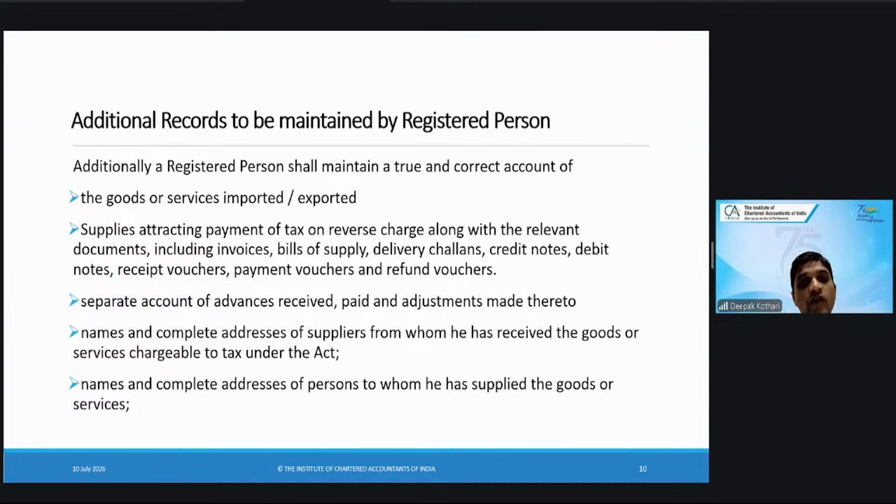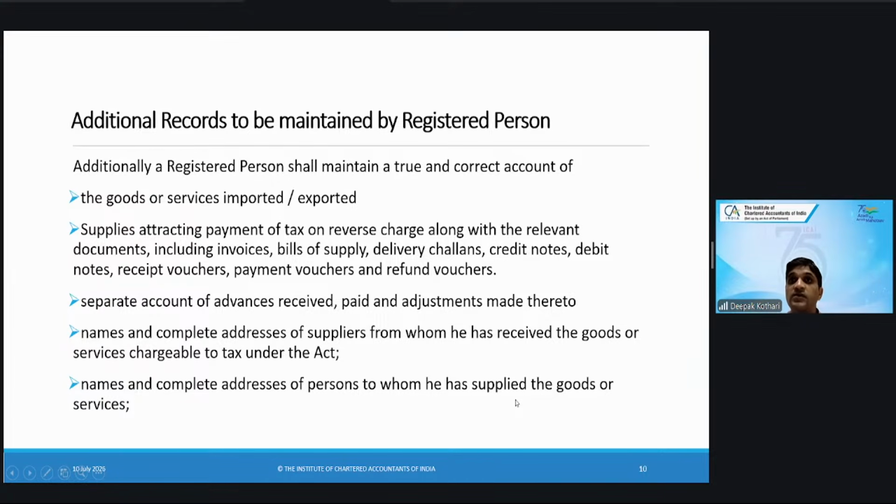Then, what are additional records to be maintained? If you're an importer or exporter, the goods or services imported or exported, supplies on which reverse charge is applicable, then those details, separate account of advances received and paid, name and complete address of the supplier, and name and complete address of the persons to whom you have supplied. That is, name and address of your suppliers and name and address of your customers also.